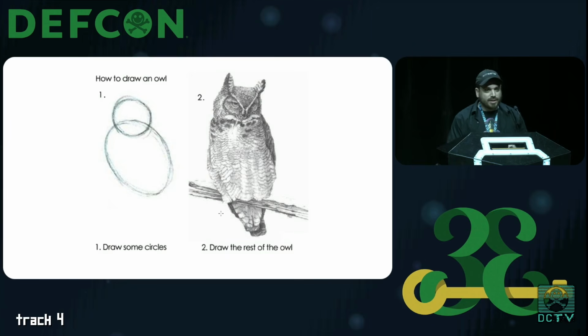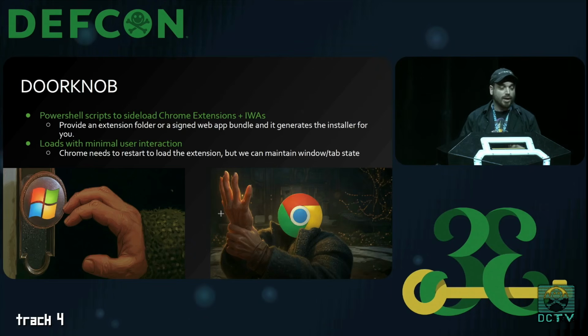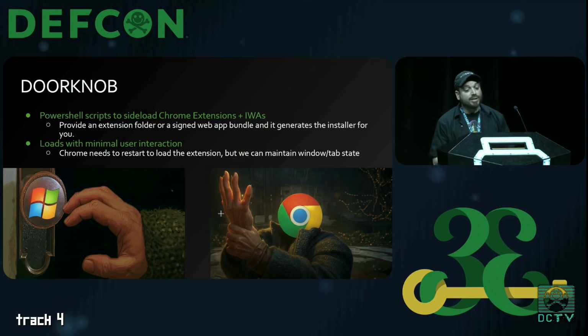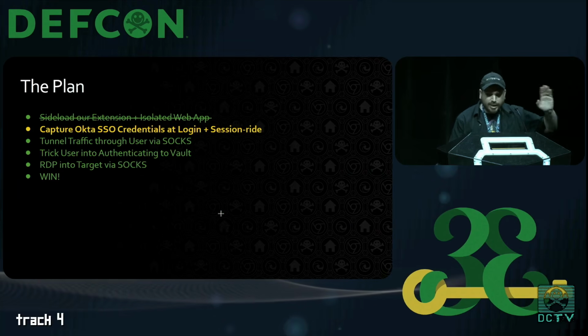And obviously, I don't expect all of you to be able to take that information and sideload all of this. Don't worry. This is implemented in the repository I posted earlier under the Doorknob project. And Doorknob is just a series of PowerShell scripts that let you sideload extensions and isolated web apps, and they'll generate the loader for you, and it just works. It's a lot less painful than grabbing a superheated doorknob. You run the scripts, and you're good to go. So that's the first part of the plan.